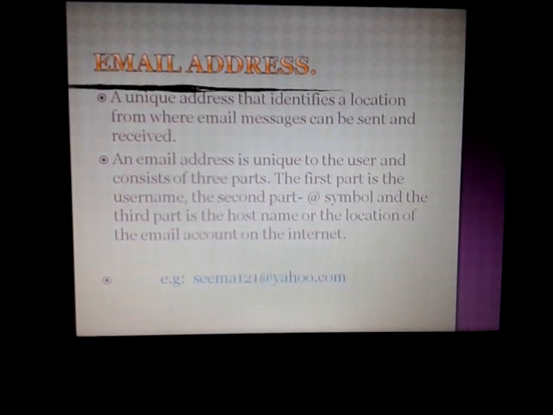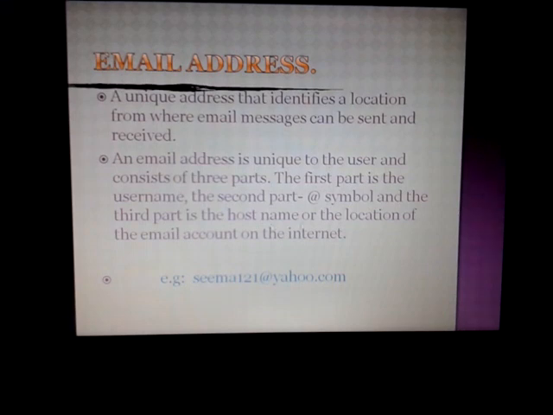An email address is unique to the user and consists of 3 parts. The first part is the username, the second part is the @ symbol, and the third part is the host name or the location of the email account on the internet.